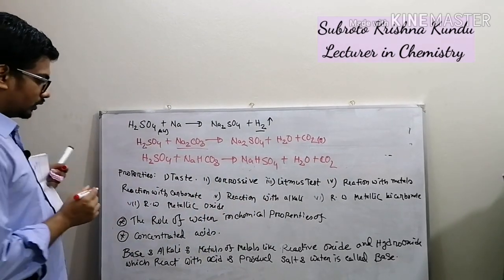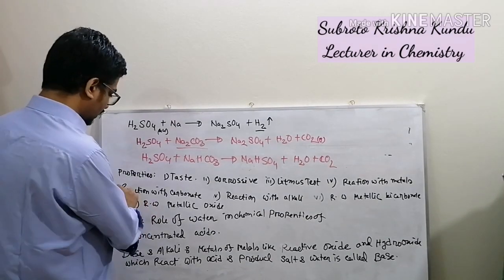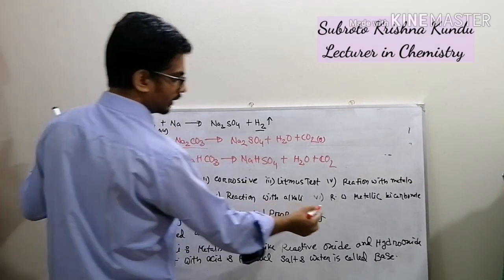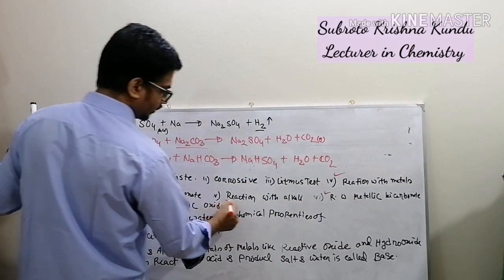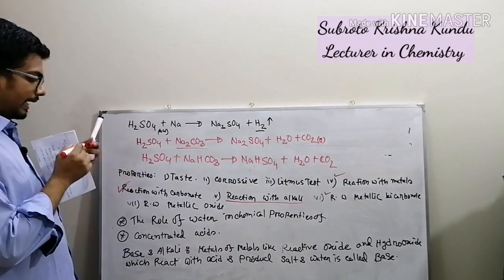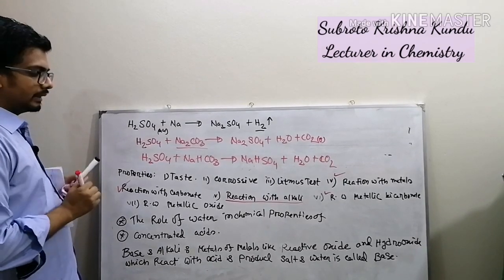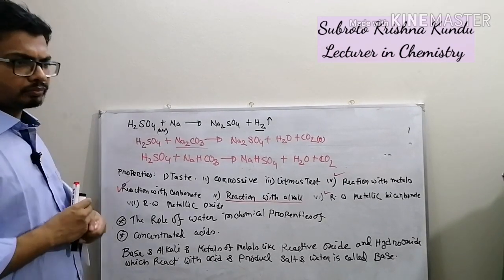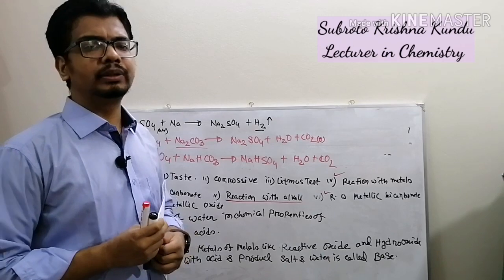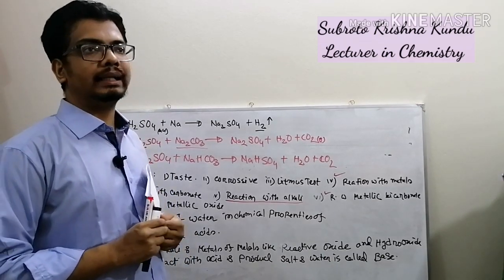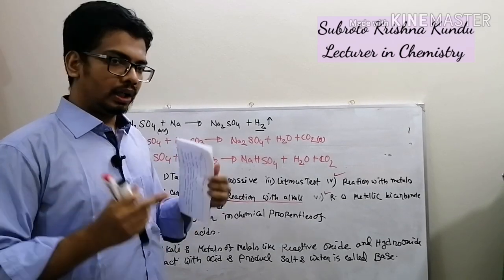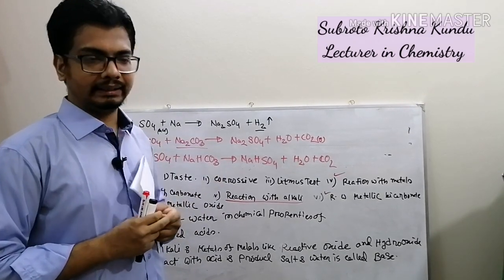Okay. So we discussed reaction with carbonate, reaction with bicarbonate, reaction with metal. Then we have to discuss reaction with alkali. Alkali means when it reacts with alkali, it will produce salt and water. It is also an identical reaction for acid.